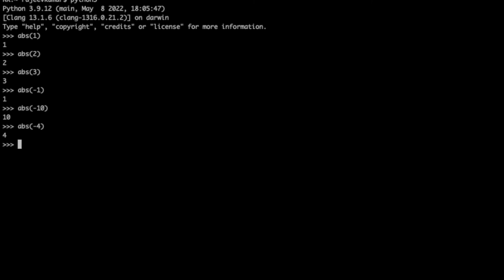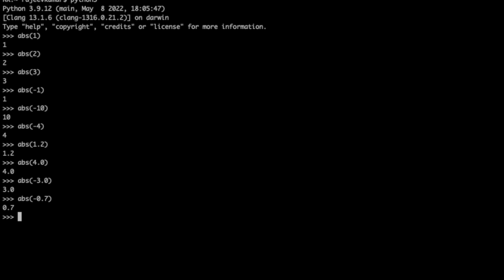Now let's use it with a float number. The absolute value of 1.2 is 1.2, so it will return 1.2. The absolute value of 4.0 is 4.0, so it will return 4.0. If you are using it with a negative float number, for example abs of -3.0, it will return 3.0. The absolute value of -0.7 is 0.7. If you use it with a complex number, it will return the magnitude of that complex number.